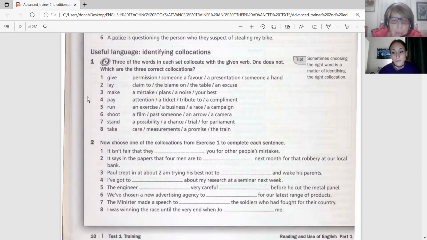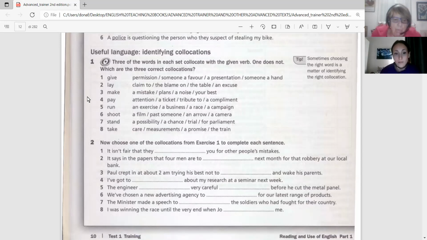Okay, so which one would you use instead of make your best? If it's not make, it's the other one. Do. Yes, do your best.